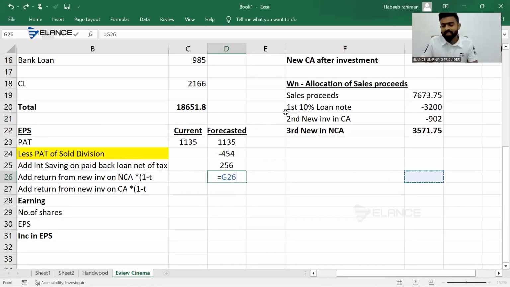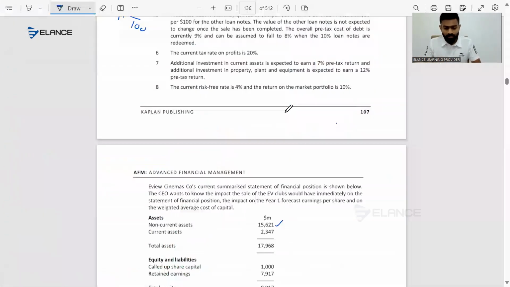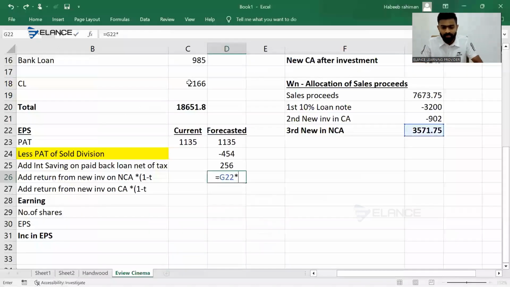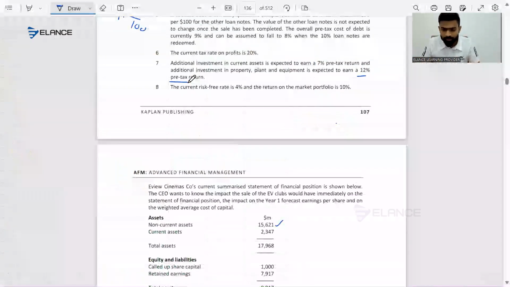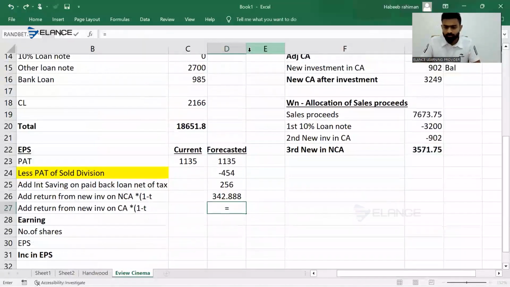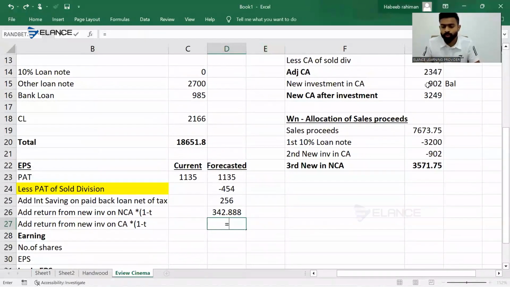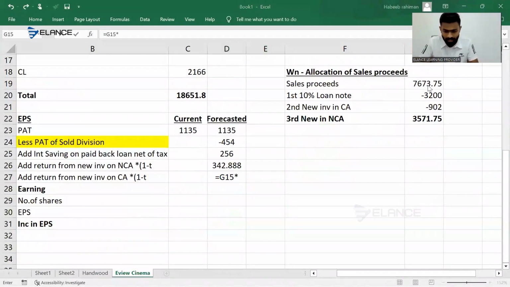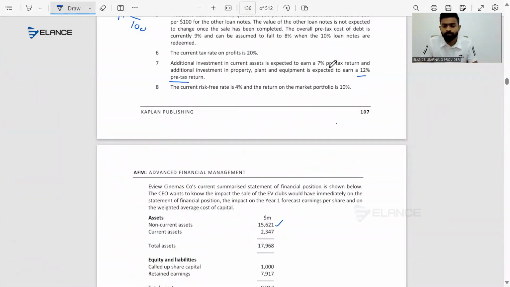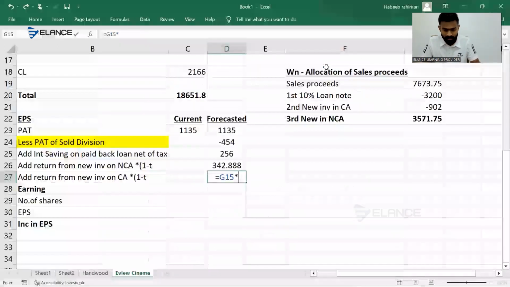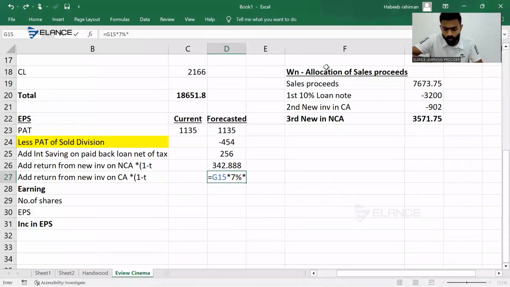And we have an additional investment of 3,571 in the non-current asset. And we can expect a return of how much in non-current asset? They said 12%, which is before tax. So multiply by 12% and by 80% to get after tax. Then for current asset, we are investing 902 and can expect a return of 7% before tax. So multiply by 7% into 80%.